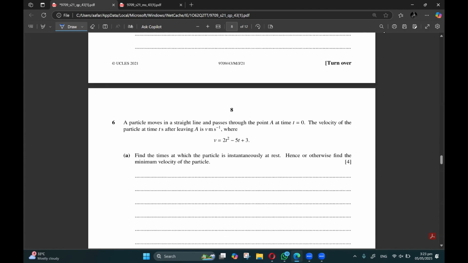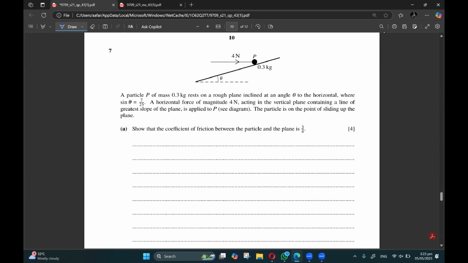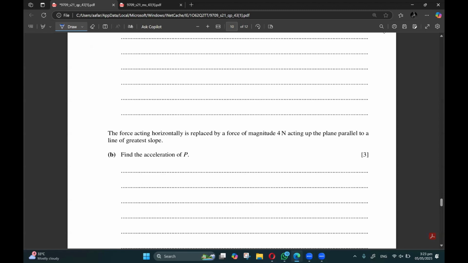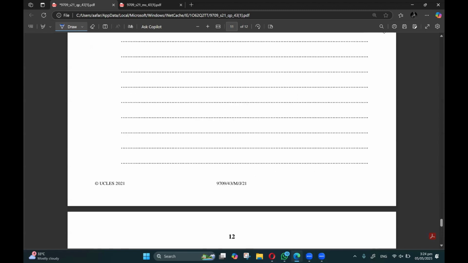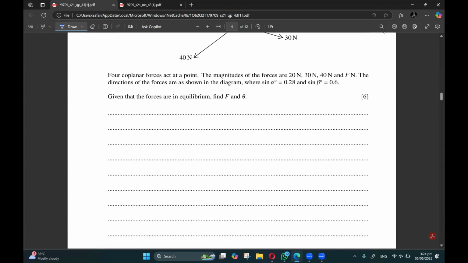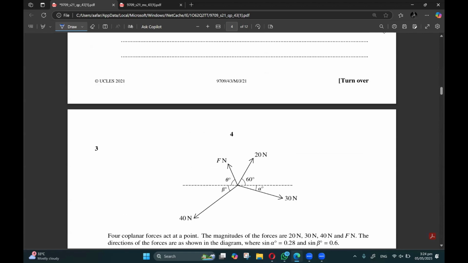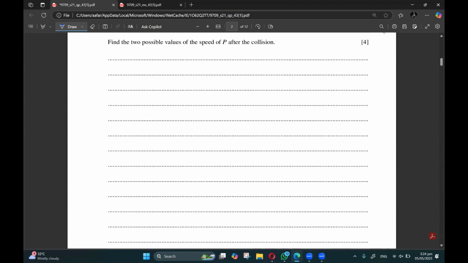Then we have again equations of motion. And then at the end we have the friction. And that's only 7 questions. If that's the highest number of questions, sometimes we get 6, sometimes we get 7.